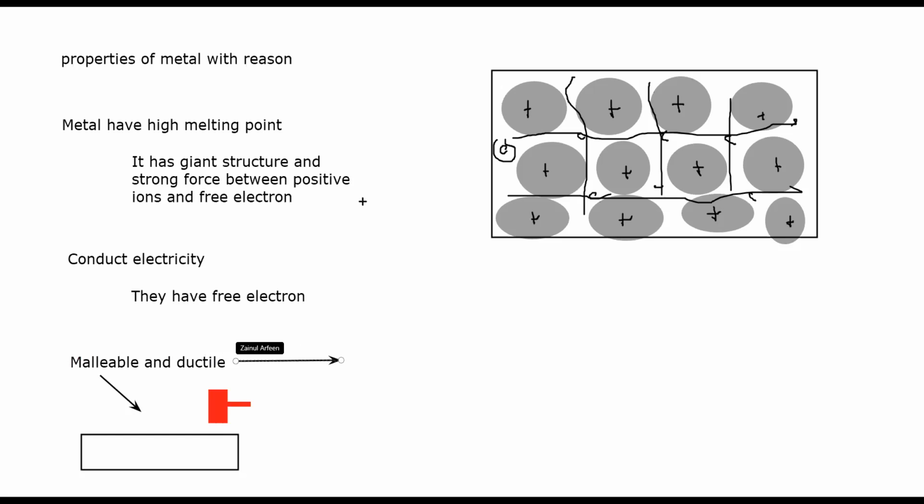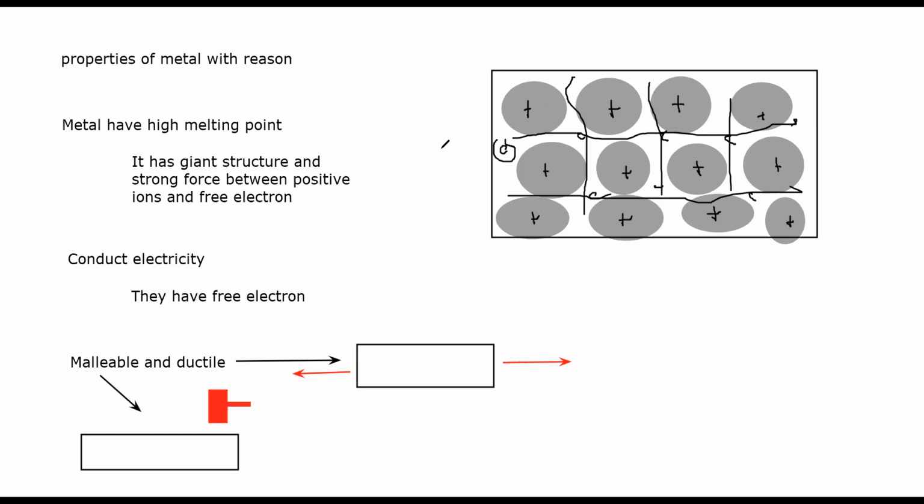So if you have a metal, you can apply force on the metal. By applying a force, you can stretch it, or you can compress the metal. When you're compressing it, it's malleable. When you're stretching it, it is ductile. So malleable means you can hammer them and make them into a sheet, and ductile means you can stretch them and draw them into wire. So why are metals malleable and ductile? Because when we apply force on these layers, the layers can slide over each other.